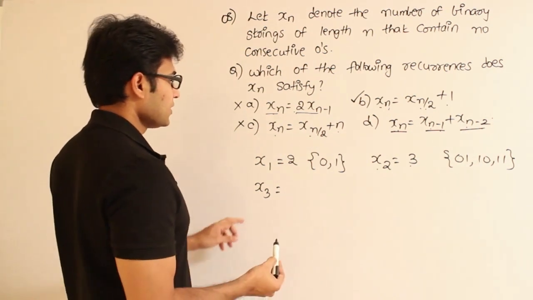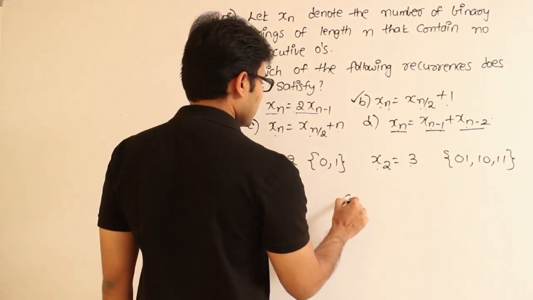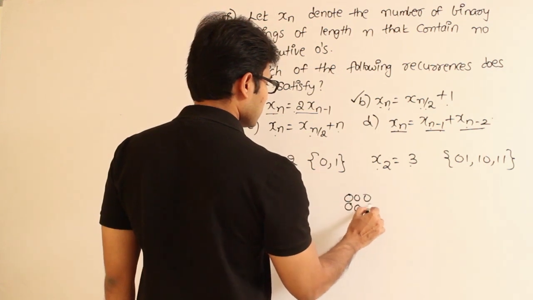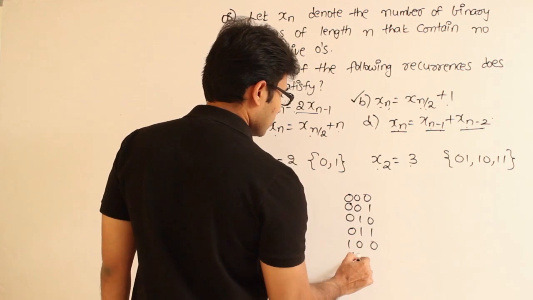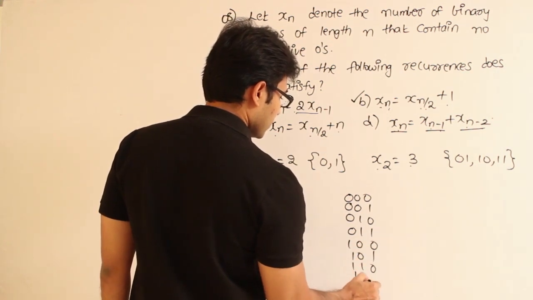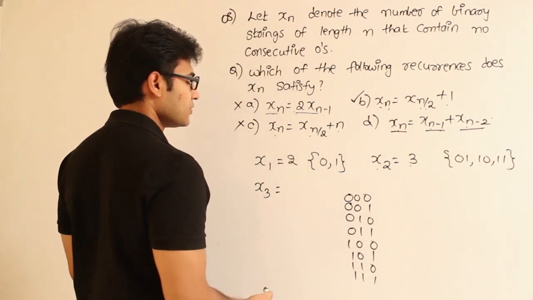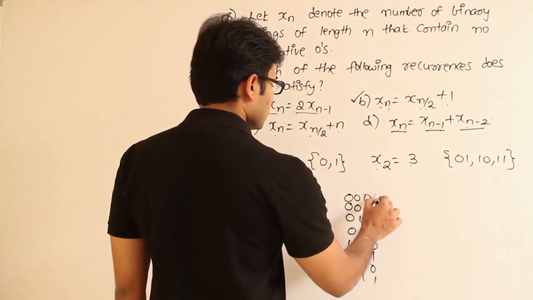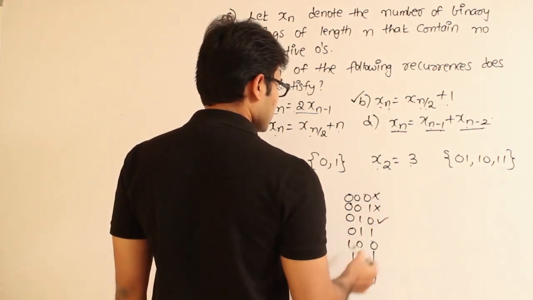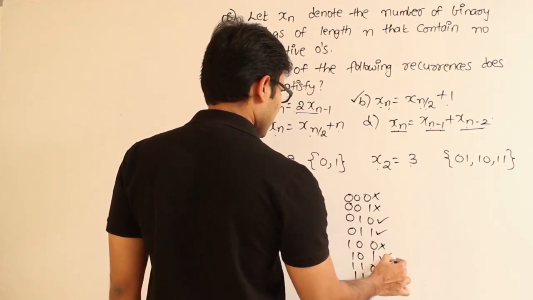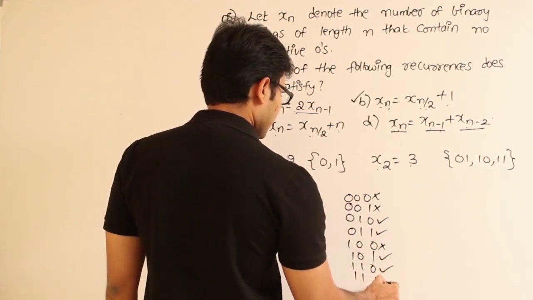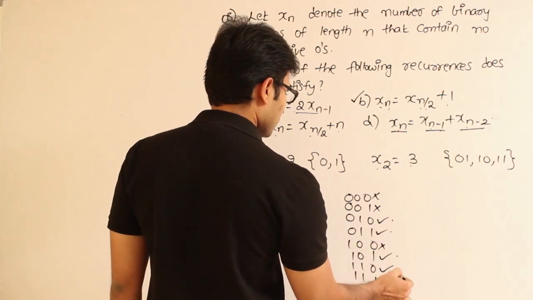If you take all the strings of length 3, how many will be there? 000, 001, 010, 011, 100, 101, 110, 111. Now eliminate all the strings which have two consecutive zeros. This has consecutive zeros, this does not, this does not, this has, this does not, this does not. So 1, 2, 3, 4, 5.